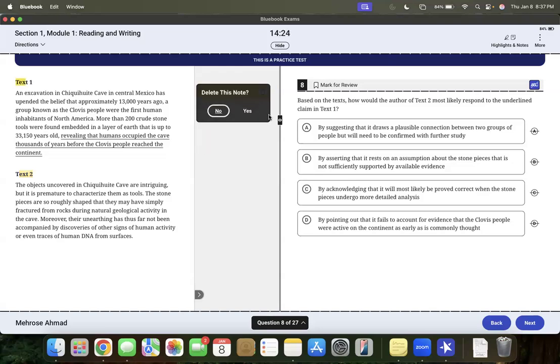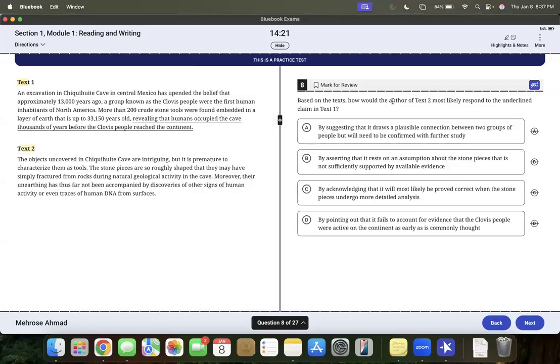And again, I will read the question. "Based on the text, how would the author of text two respond to the underlying claim in text one?" All right, so this is a multi-part question. It requires you to understand text one independently, and text two independently. It requires that you understand the relationship between text one and text two overall. And lastly, it requires that you understand the line that is highlighted and how it relates not only to text one, but really to text two. So we're going to go through this in some detail.